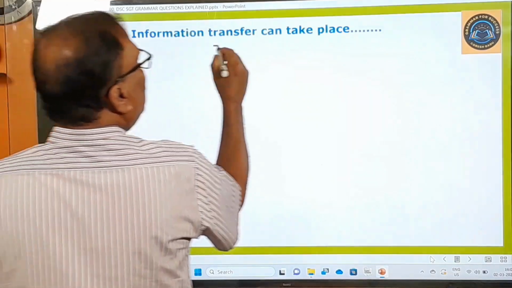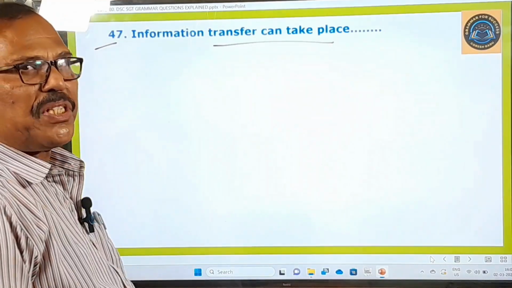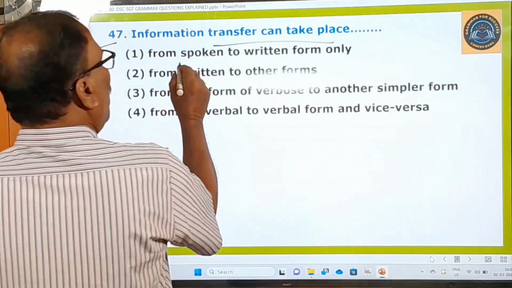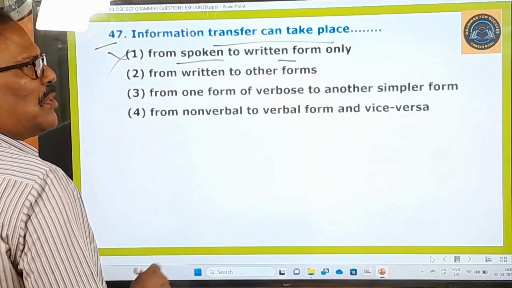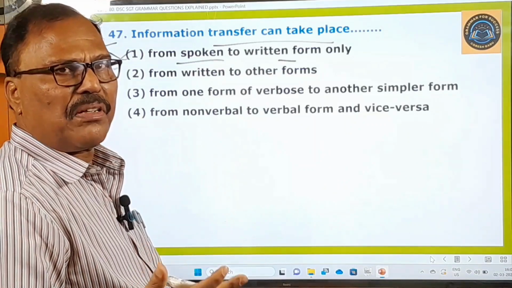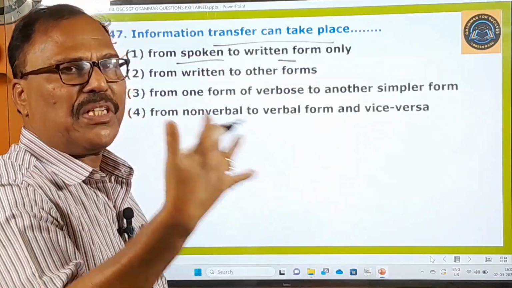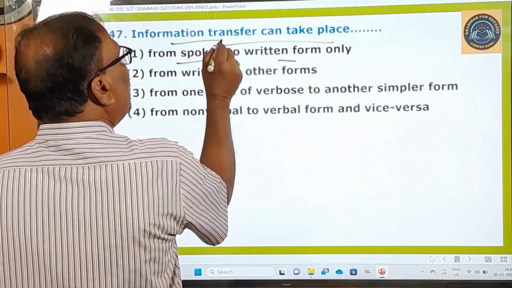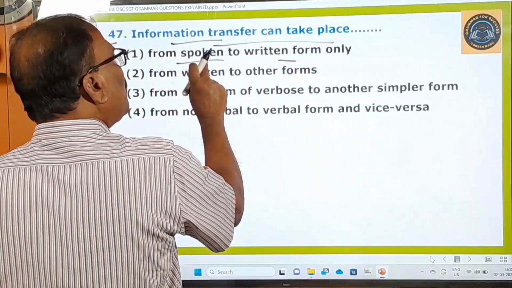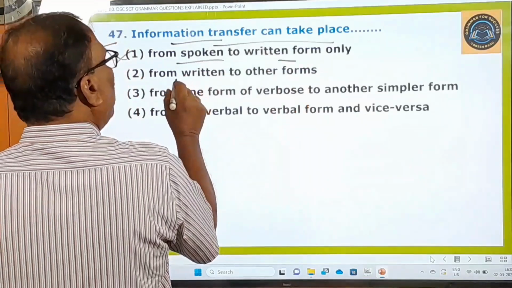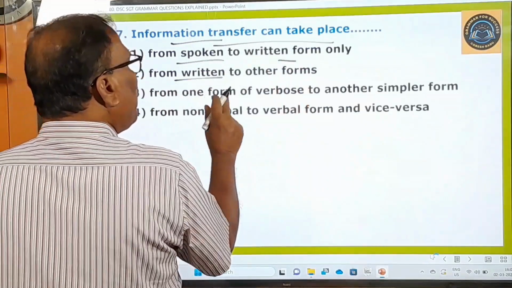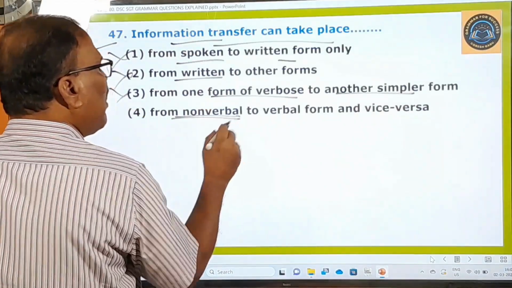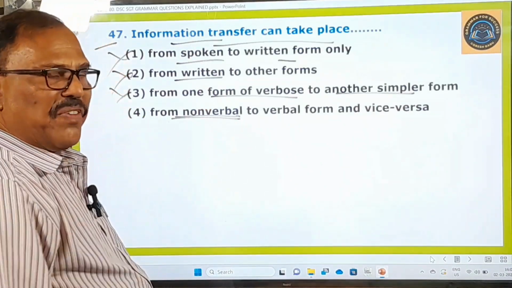47th one, information transfer can take place. Information transfer is possible where? From spoken to written? No. You are speaking, which means information is automatically being transferred. Where is the question of information transfer? Information transfer can take place not from spoken to written form only. No. From written to other forms? No. From one form of verbose to another simpler form? No. From non-verbal to verbal form or vice versa.